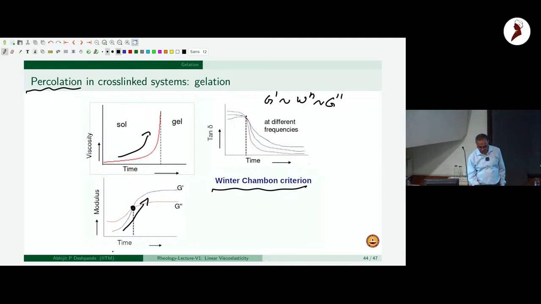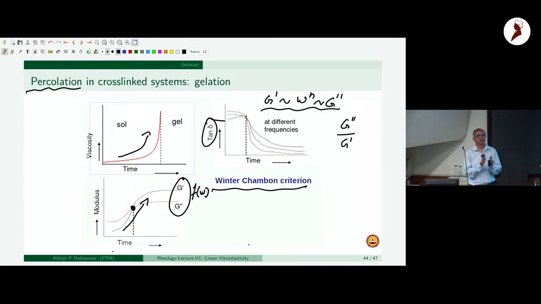And so given that both of them have the same scaling, the ratio G double prime by G prime, which is this tan delta, becomes independent of frequency. Because if you look at G prime and G double prime, both of these are functions of frequency. So the gel point, as you measure in terms of crossover between G prime and G double prime, will change. But the percolation happens at a particular point.